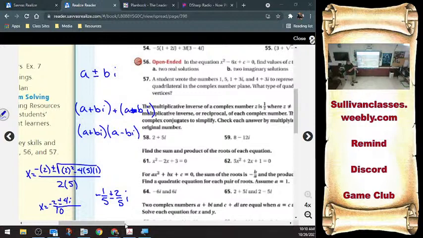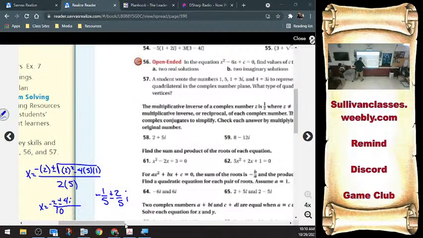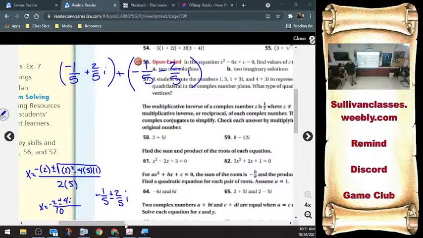Find the sum and product of the roots. So if those are my two roots, my two zeros, my two x-intercepts, take negative 1/5 plus 2/5 i plus negative 1/5 minus 2/5 i. The sum of the roots will just be negative 2/5.